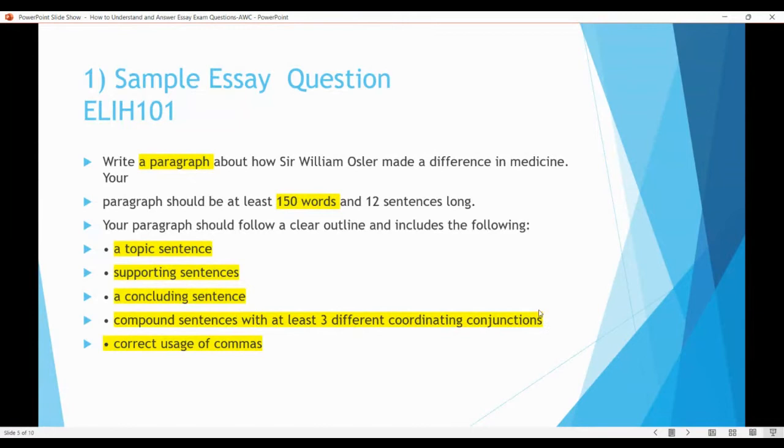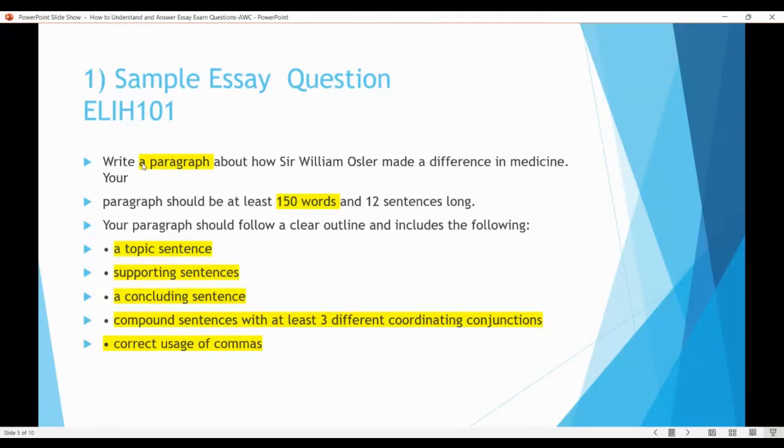For example, if you write a paragraph, the question is: write a paragraph about how Sir William Osler made a difference in medicine. This was a sample question for my students for this quiz. It's not a real question of the exam, it's a sample question. Okay?